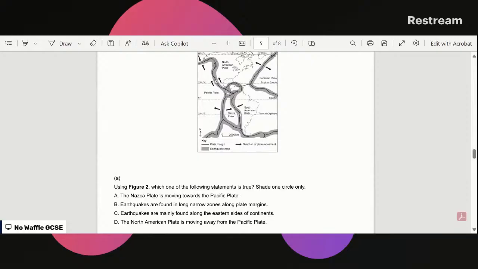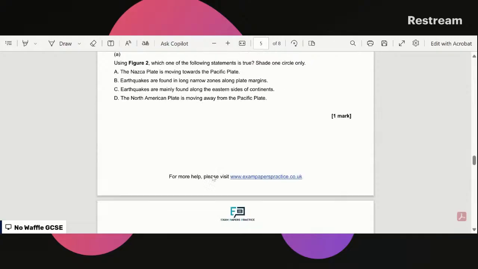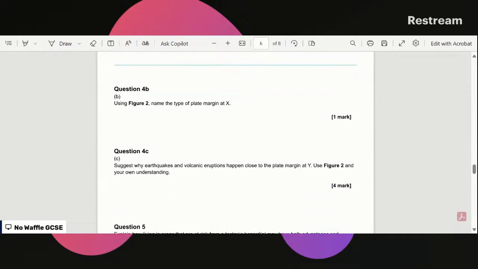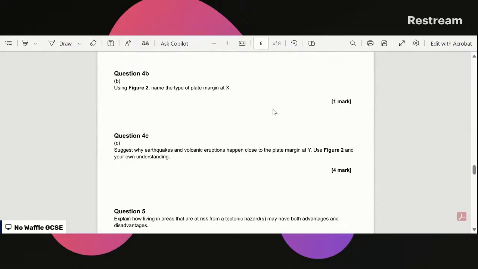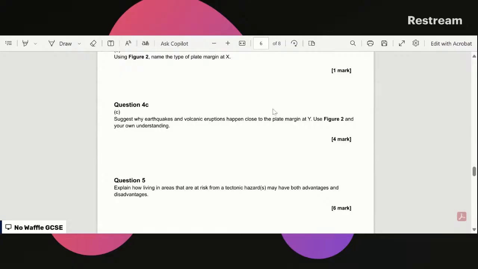Yes, landslides are a good and important thing to say as well, actually. Well done for everyone who's actually interacting and engaging. That's really impressive. Okay, using figure 2, name the type of plate margins. We've answered similar questions to this.